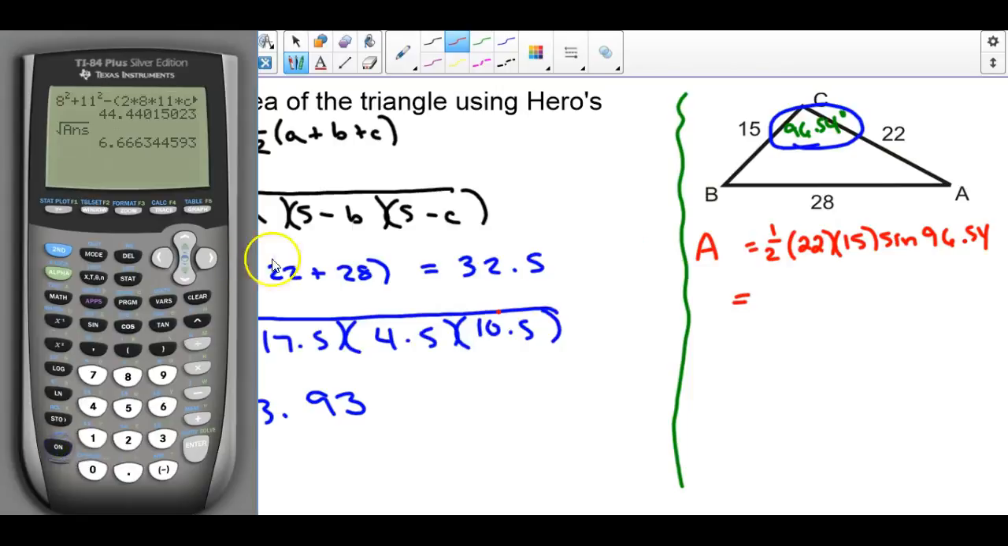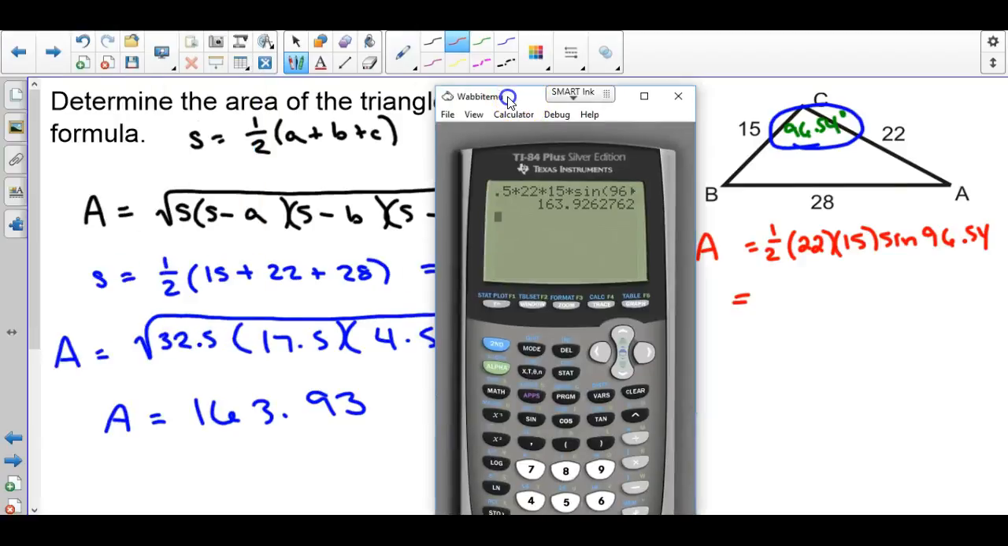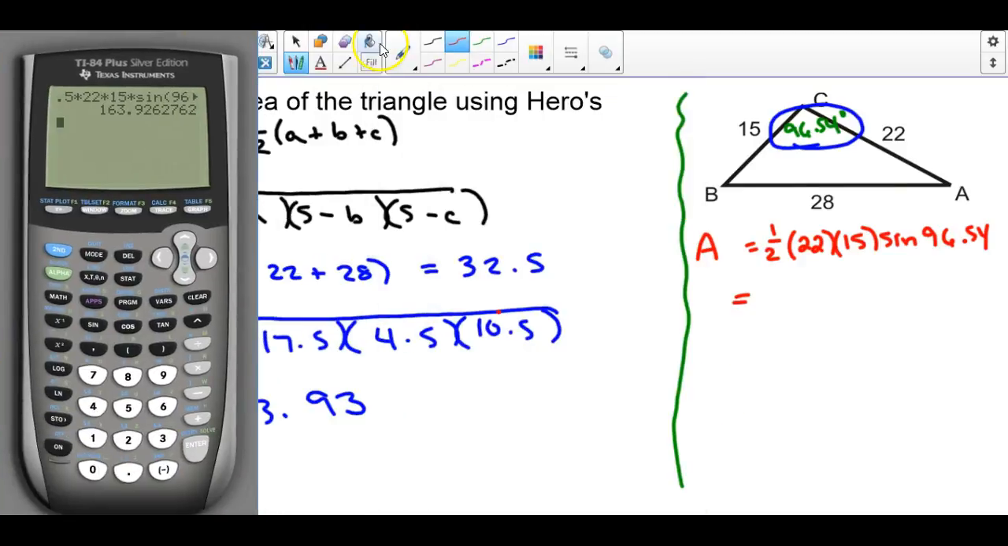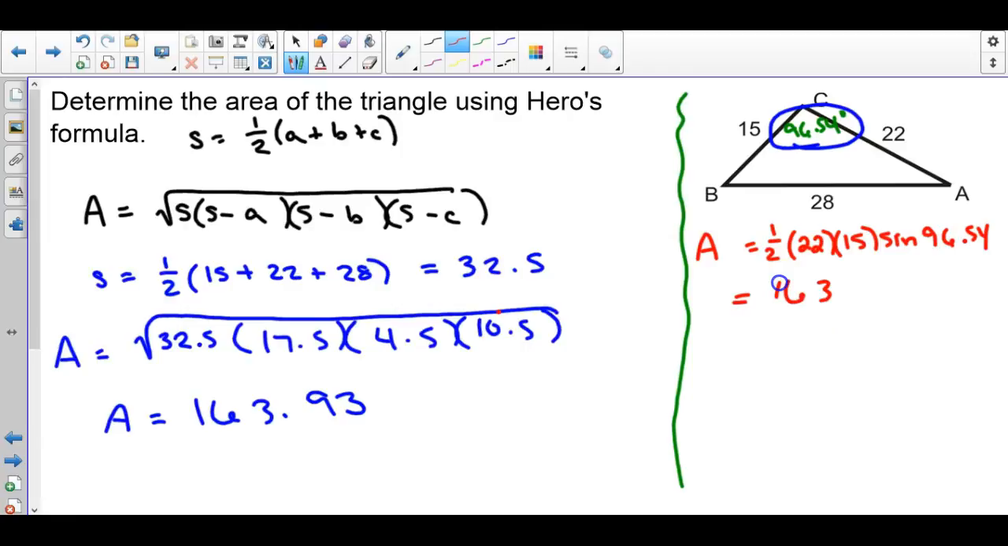Alright, so I'm going to go in the calculator, type in 0.5 times 22 times 15 times the sine of 96.54. And if anything, it'd just be a little bit off just because of the rounding, but this should be the same answer then. So 163.93. And again, it is the same answer that we had before. So two different ways of doing the same problem.